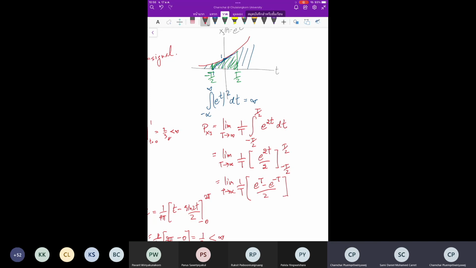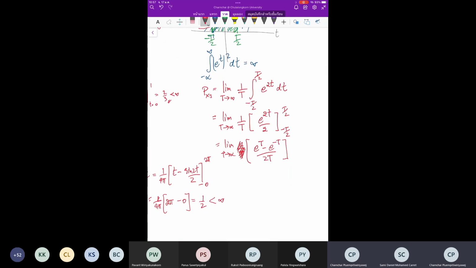The 1 over T goes inside. The question is, if T goes to infinity, what does this go to? You can see e to the infinity over infinity. This one, e to the infinity, goes to infinity a lot faster than T goes to infinity, right?